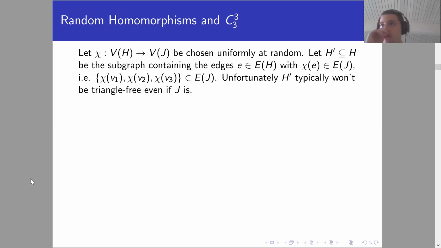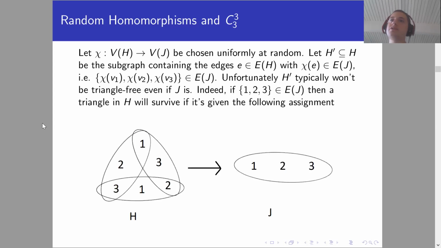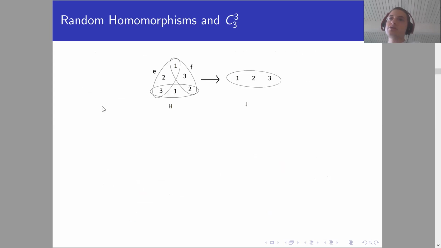But unfortunately, this naive idea isn't good enough to make sure that H prime is triangle-free, even if J itself is triangle-free. So as a silly example, if J consists of a single edge on vertices 1, 2, 3, and if H is just a loose triangle, then if chi happens to give the assignment 1, 2, 3, 1, 2, 3, then this edge, for example, maps onto an edge in J. This edge and this edge also have this property, so all 3 edges are kept in H prime, and in particular, H prime contains a triangle. So that's no good. So again, here's the issue.